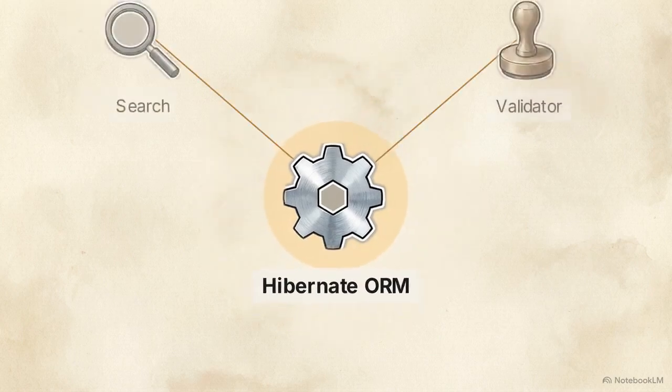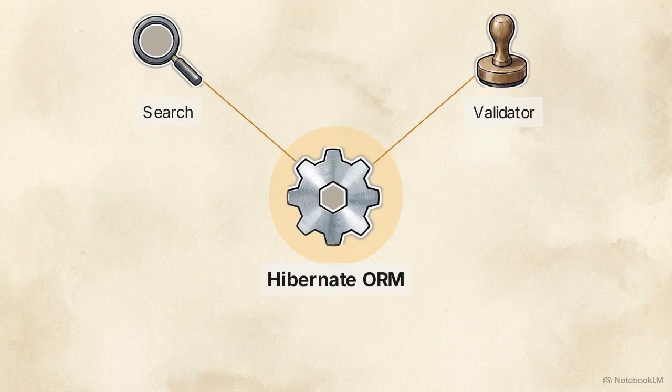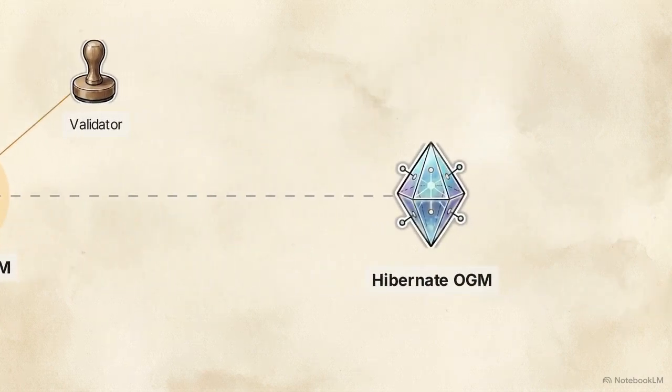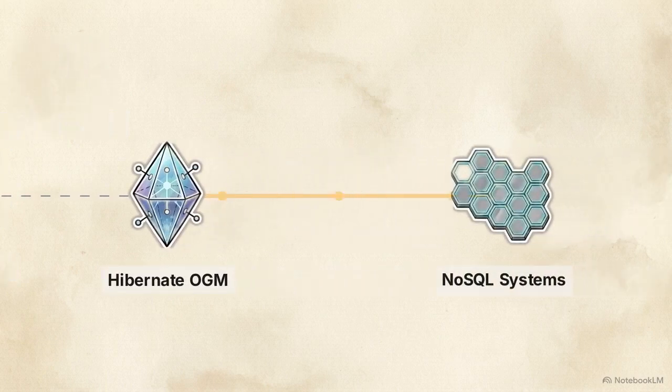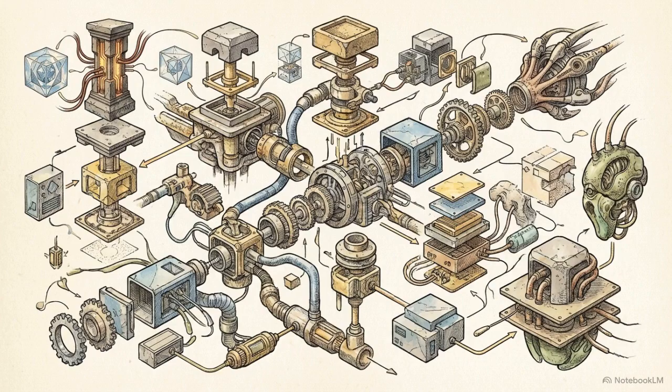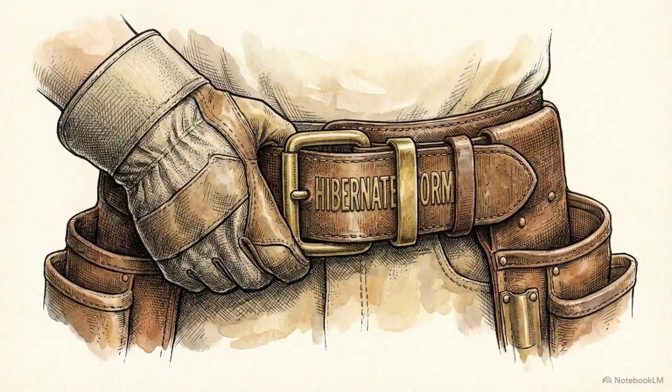Hibernate is an ambitious project providing a complete data management suite. The core ORM engine is supported by utilities like Search and Validator. The suite also includes Hibernate OGM, an object grid mapper to store data in NoSQL systems instead of traditional SQL tables. Understanding this entire ecosystem is a mandatory first step. Selecting the right utility from the Hibernate toolbelt determines how effectively your application handles data throughout its lifecycle.